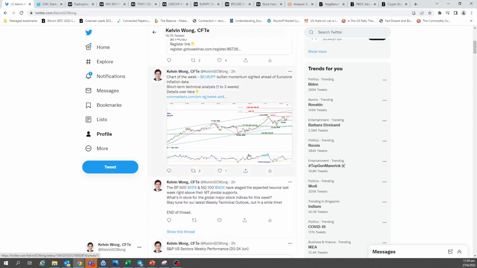And in fact, I highlighted a chart of this week as well, which is the Euro Yen. The reason why you can read more over here.